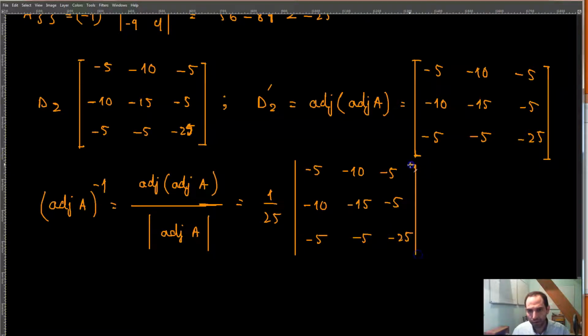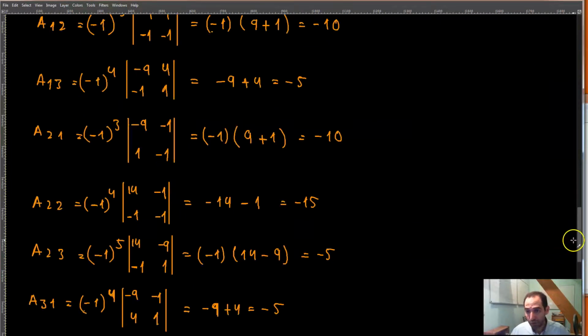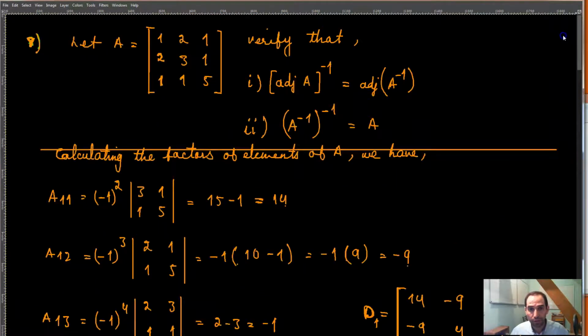And that is basically the inverse of adjoint of A. And that's basically what we wanted to calculate here. The inverse of the adjoint of A. Now what we need to do is find the inverse of A.